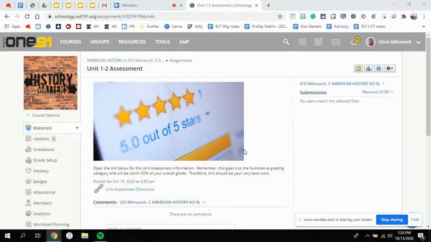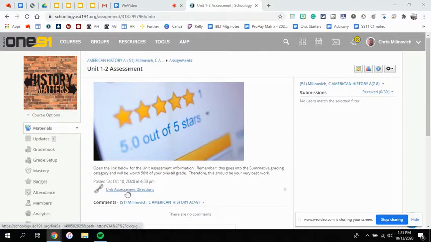So one thing before we get started is this is one of 4 unit assessments you're going to have this semester, and this goes into the summative grading category. So I want you to remember that that's worth 50% of your overall grade. So you're going to want to make sure that you're doing your best work on this, okay?